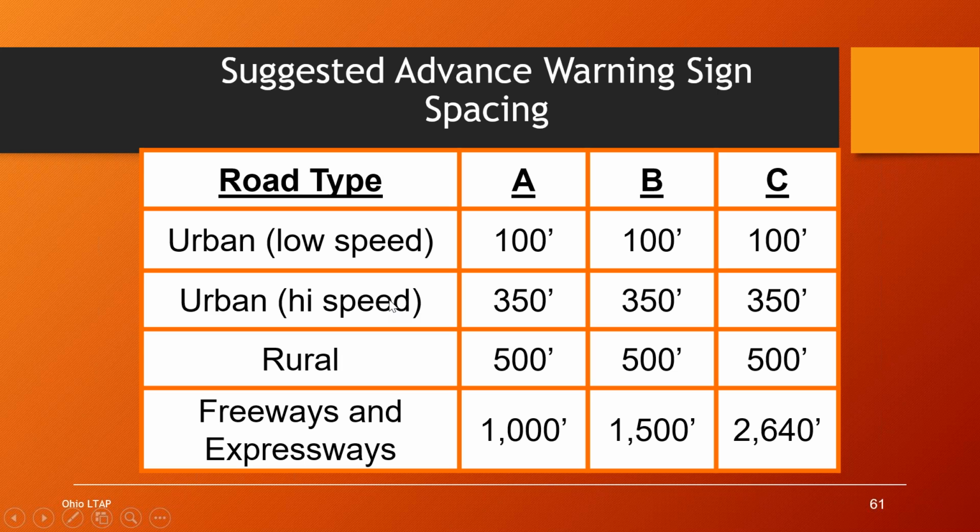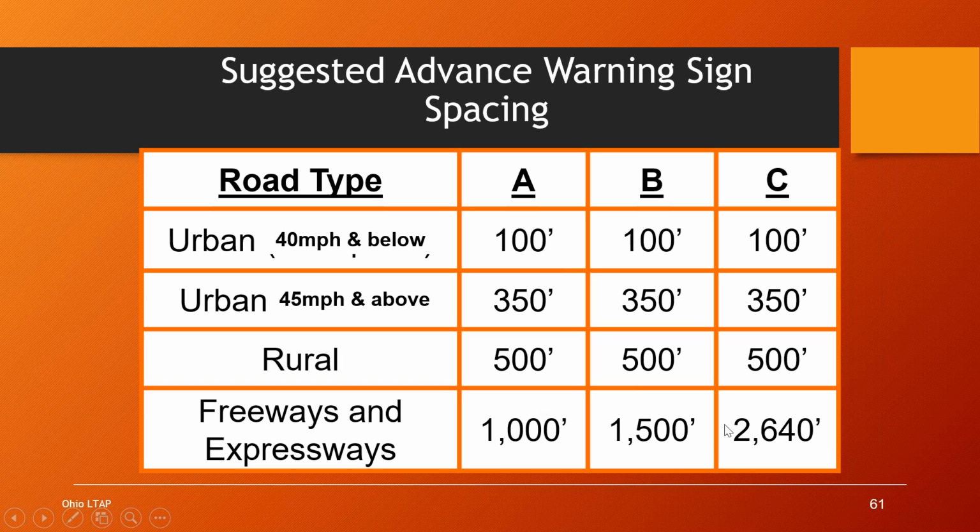So if we take a look, what is low speed and high speed? If we click this, we see that at ODOT we use 40 miles per hour and below as low speed, and 45 miles per hour and above as high speed. So if you're working on a 35 mile per hour city street or village street, then the distance between signs could be 100 feet apart. So that's a big difference between 100 feet and 500 feet, right?